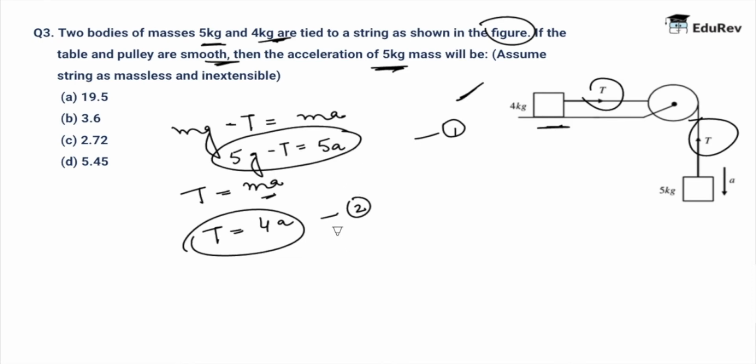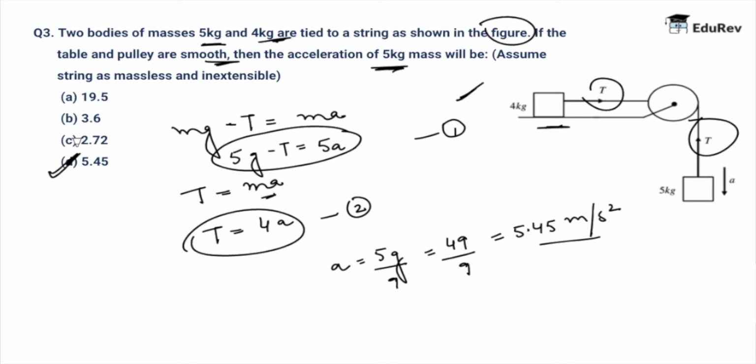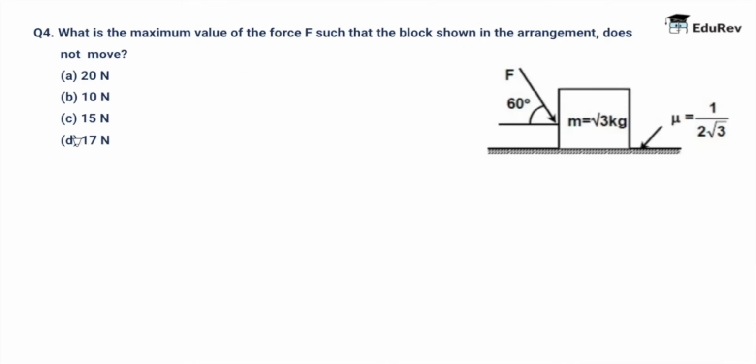So when I solve equations 1 and 2, it's going to be a equals to 5g by 9, that is 49 by 9, that is 5.45 meters per second square. So 5.45 meters per second square. Let's move to another question.